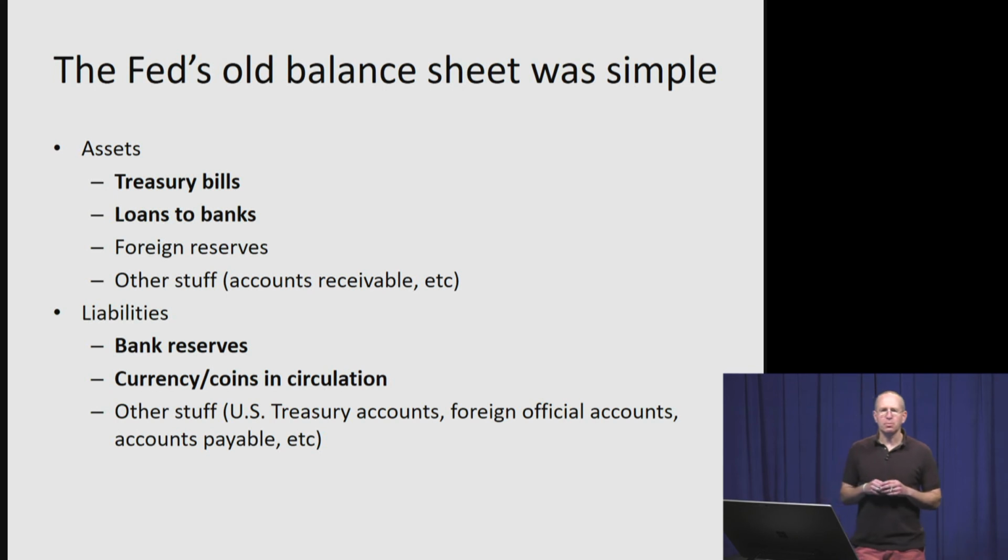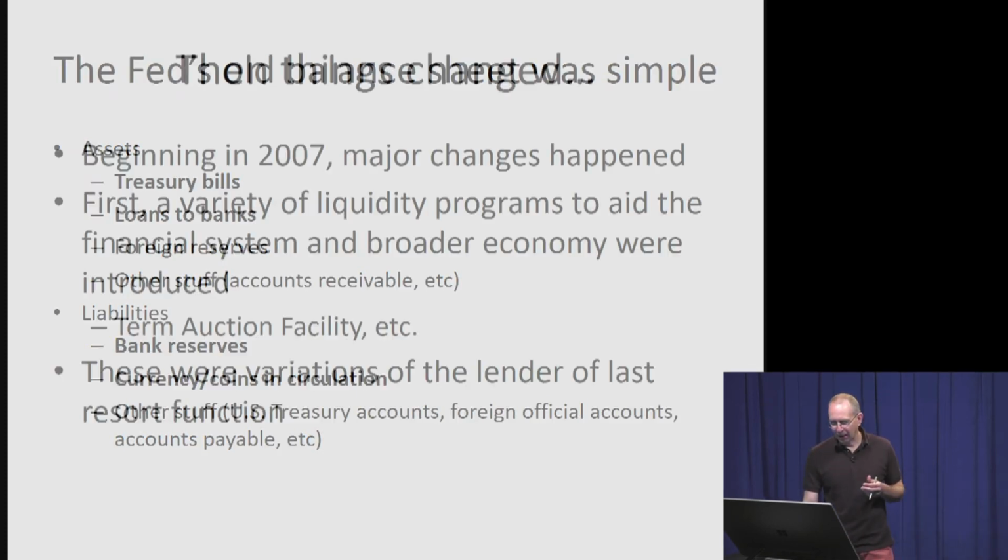So as we talked about in the previous video, the Fed's old balance sheet used to be very simple prior to 2007. Mostly it was composed of Treasury bills and loans to banks and then a few other smaller assets. And then on the liability side, they had bank reserves and then currency and coins in circulation and then a few more other smaller liabilities. So life was very easy and simple back then.